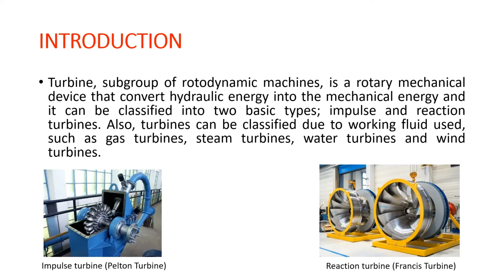Turbine, a subgroup of rotodynamic machines, is a rotary mechanical device that converts hydraulic energy into mechanical energy, and it can be classified into two basic types, impulse and reaction turbines. Also, turbines can be classified due to working fluid used, such as gas turbines, steam turbines, water turbines, and wind turbines. While the Francis turbine is given as an example of a reaction turbine on the right side, the Pelton wheel, which is one of the most famous turbines, is given as an example of an impulse turbine on the left side.